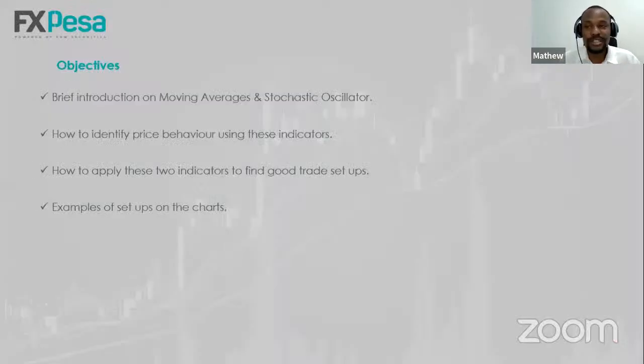So what are the objectives of this session? We want to look at moving averages and a stochastic oscillator. I want to look at how you can identify price behavior using these two indicators, and how you can apply these two indicators to find trade setups. And of course, Edwin will take us through the examples that we can look at in the markets.